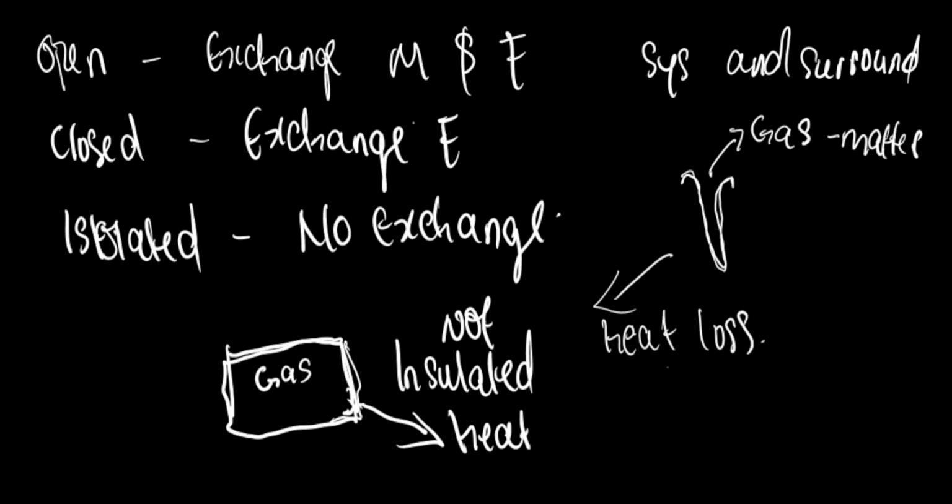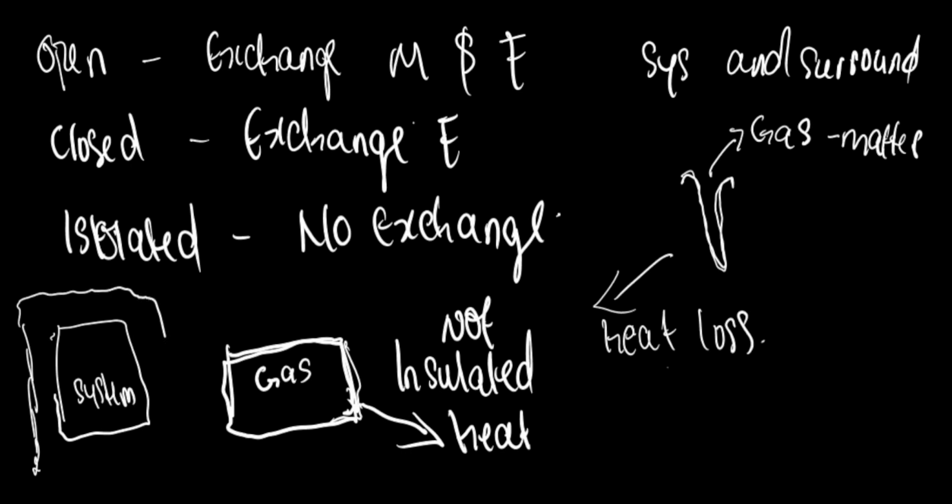Okay, so this would be a closed system, and an isolated system would be one where there is no exchange of matter and there is no exchange of heat. So take for instance, we have that this system is insulated against any form of heat gain or heat loss. This, for example, would be an isolated system.